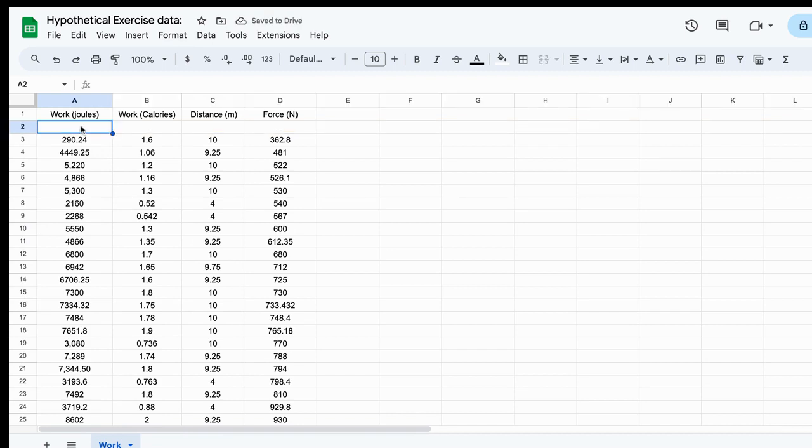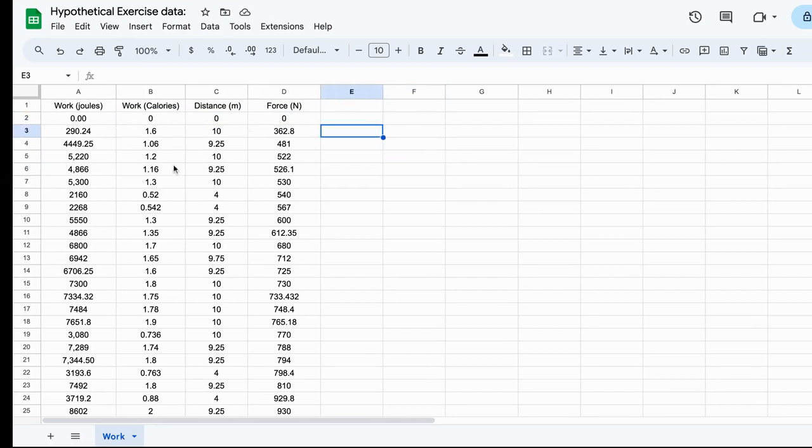Why? Because we need to add data for 0. So if you do 0 work, that means you've burned 0 joules, 0 calories because you haven't moved at all and you don't have any force, right? 0 times 0 equals 0.